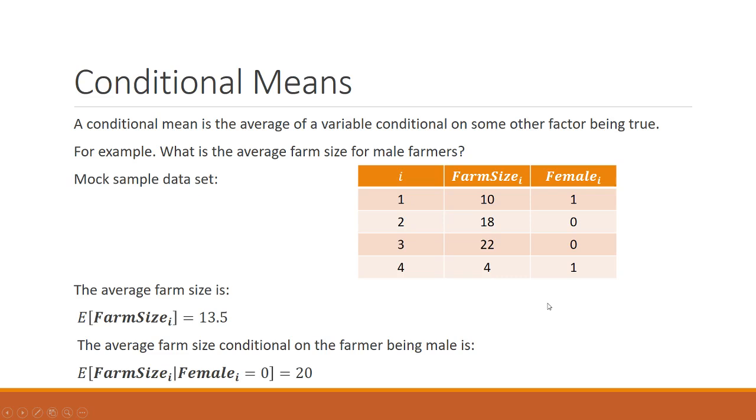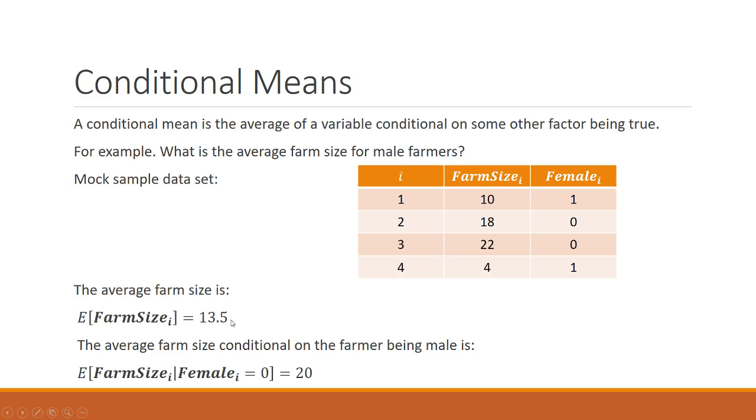Okay, so if I said, what is the mean of farm size? We've already talked about that. All we do is add these up and divide by 4. I have it written here, the expected value of farm size, another way of saying the mean. The expected value of farm size, or the mean of farm size, is 13.5.